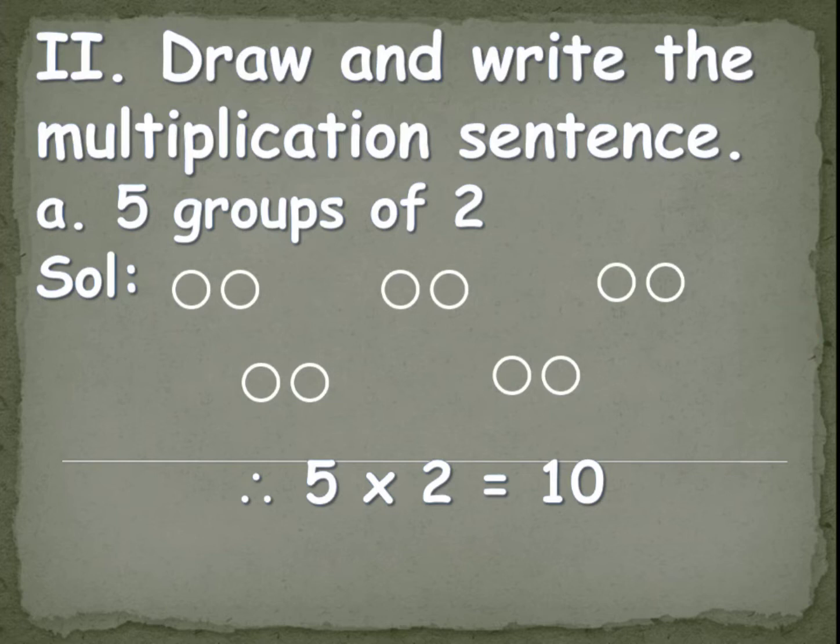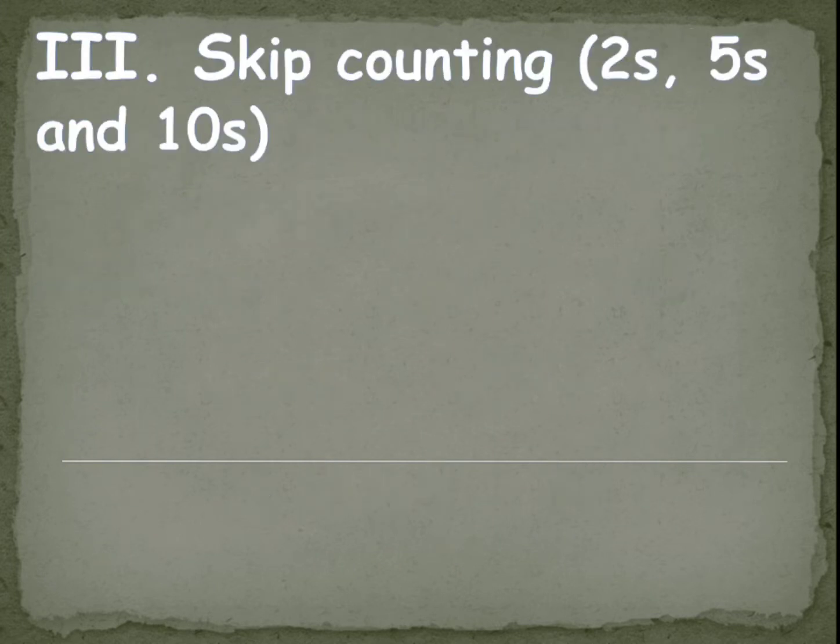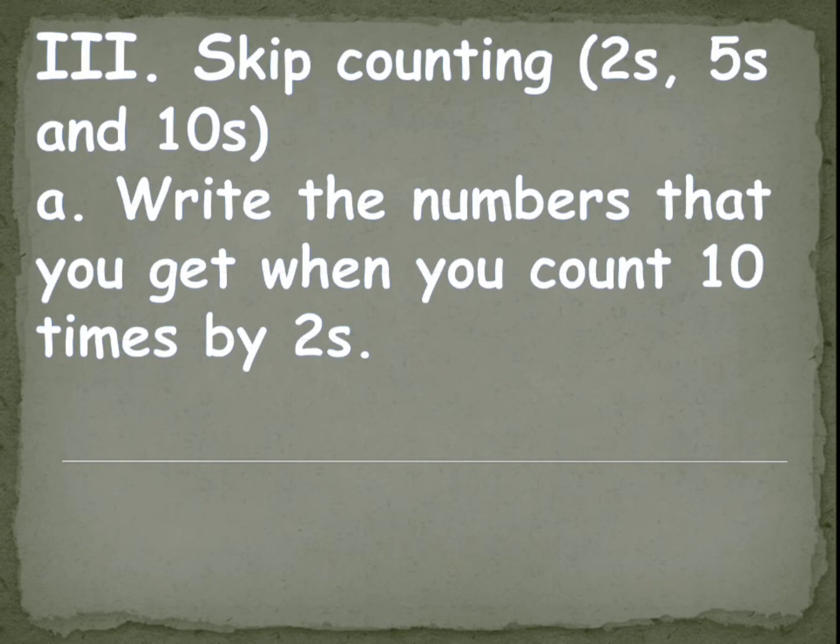Okay, next bit, skip counting. So here skip countings can be with 2, 5, 10. Okay, so the question might be, write the numbers that you get when you count 10 times by 2s, or I might give only 5 times or 8 times or 7 times or 3 times, any times. It might be 2, it might be 5, it might be 10. So depending on the question you need to write. Here 10 times 2, that means 10 times you need to skip count of 2 and then you have to write.